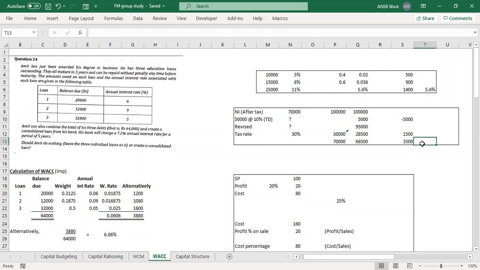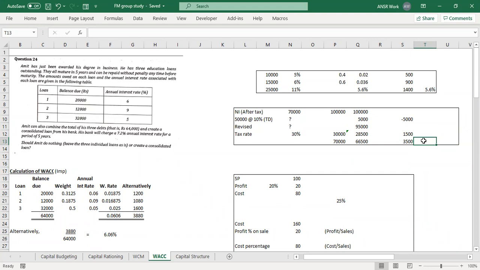What is happening here, if you look at it, earlier, before you included interest, your net income was 70,000. After you included the interest, the net income became 66,500. What is the final effect of it? The final effect is 3,500, isn't it? Yes, 3,500 only.